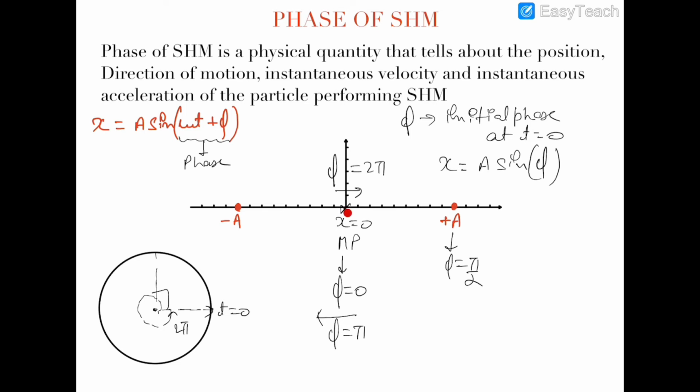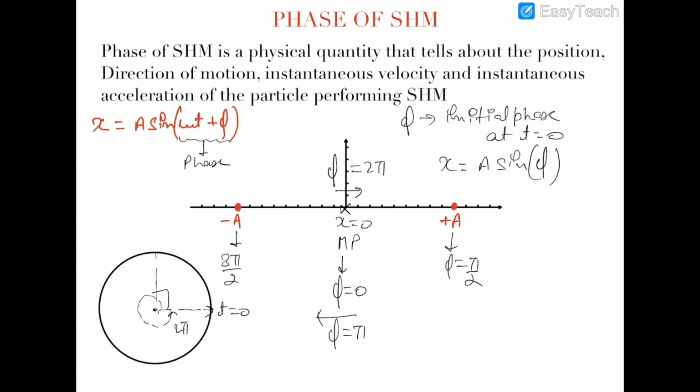Now when it moves to minus a, the phase change would be pi by 2 more. Then the phase of the position minus a would be pi plus pi by 2, which is 3 pi by 2. Then the particle again moves back to the origin, and the change of phase is again pi by 2, so the total change of phase is 2 pi, because 3 pi by 2 plus pi by 2 is 2 pi. So this is the phase which tells us about the direction of motion, the velocity and the acceleration.